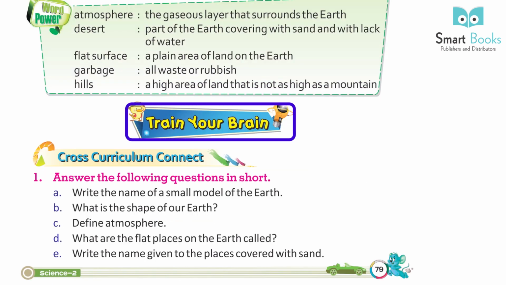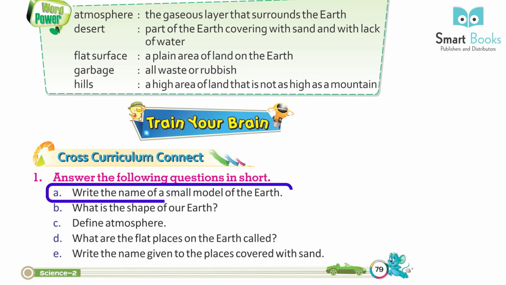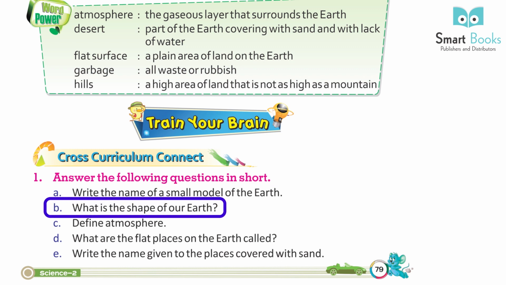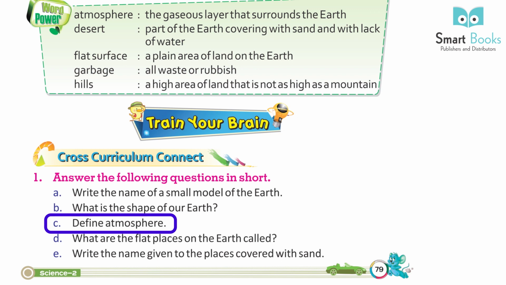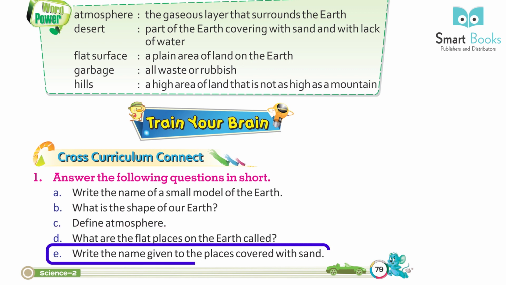Train your brain. Cross curriculum connect. 1. Answer the following questions in short. A. Write the name of a small model of the Earth. B. What is the shape of our Earth? C. Define atmosphere. D. What are the flat places on the Earth called? E. Write the name given to the places covered with sand.